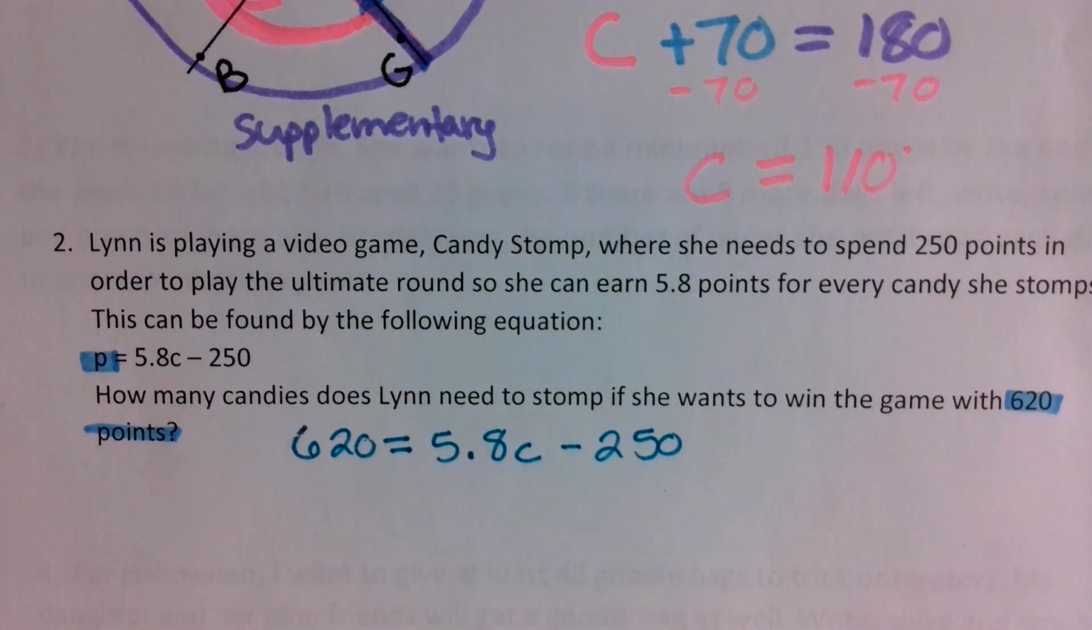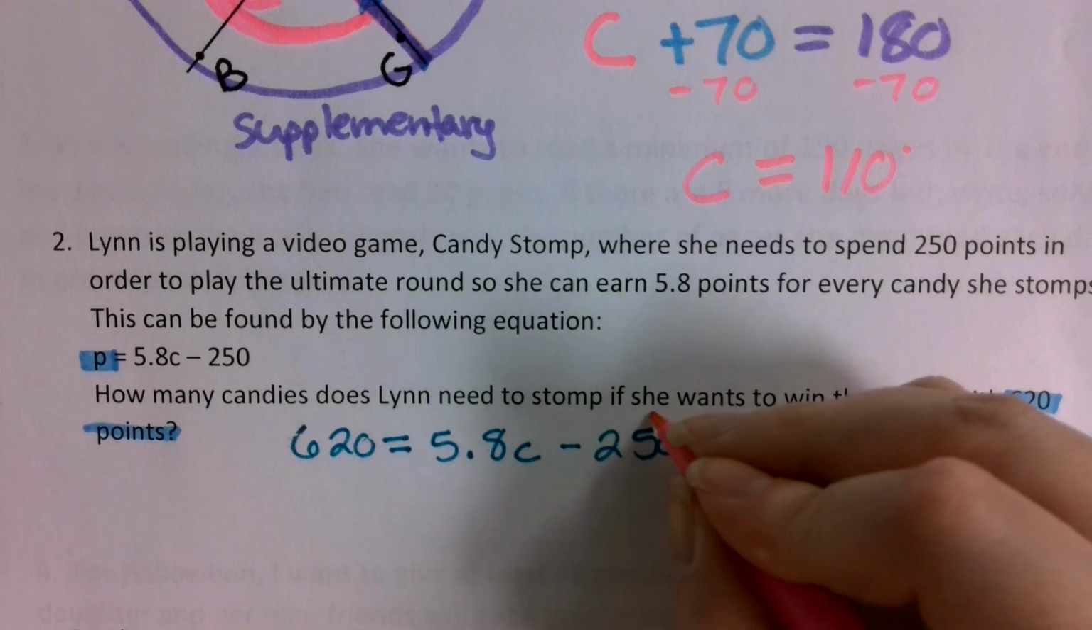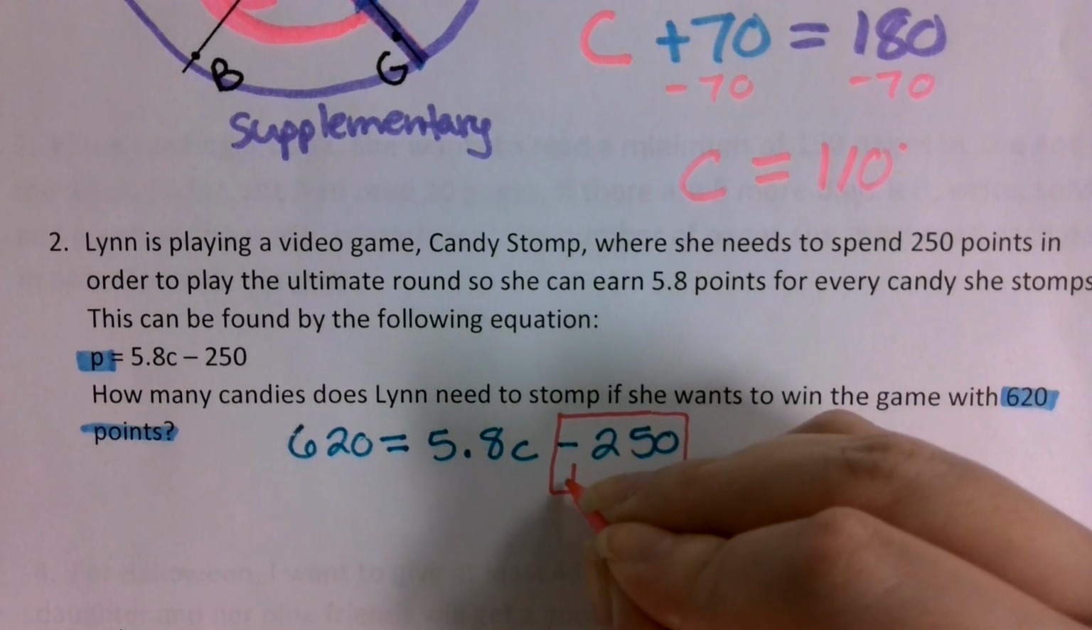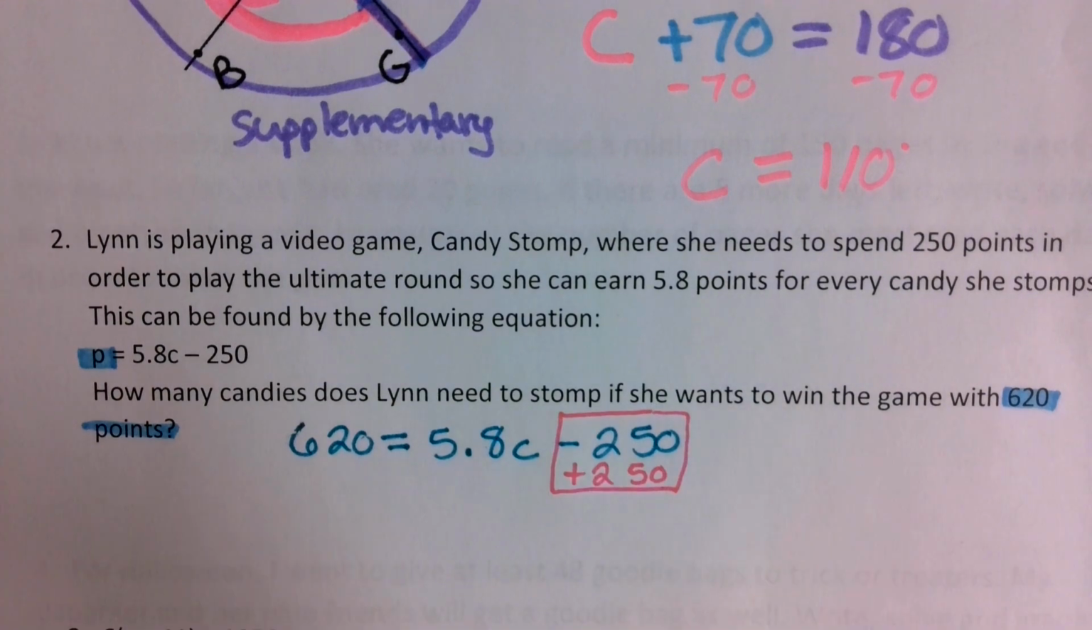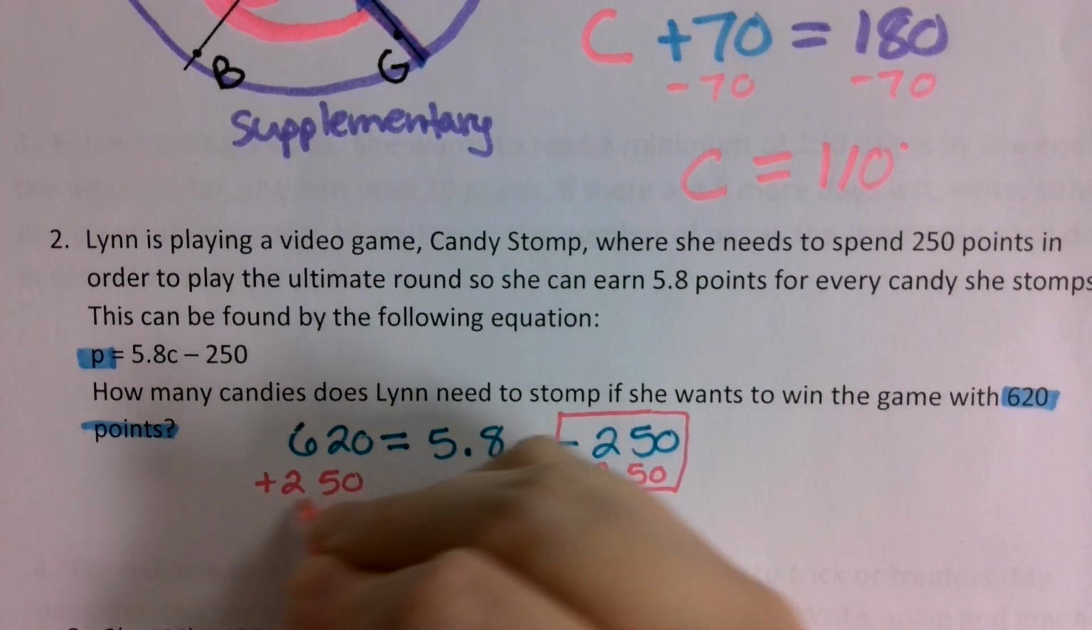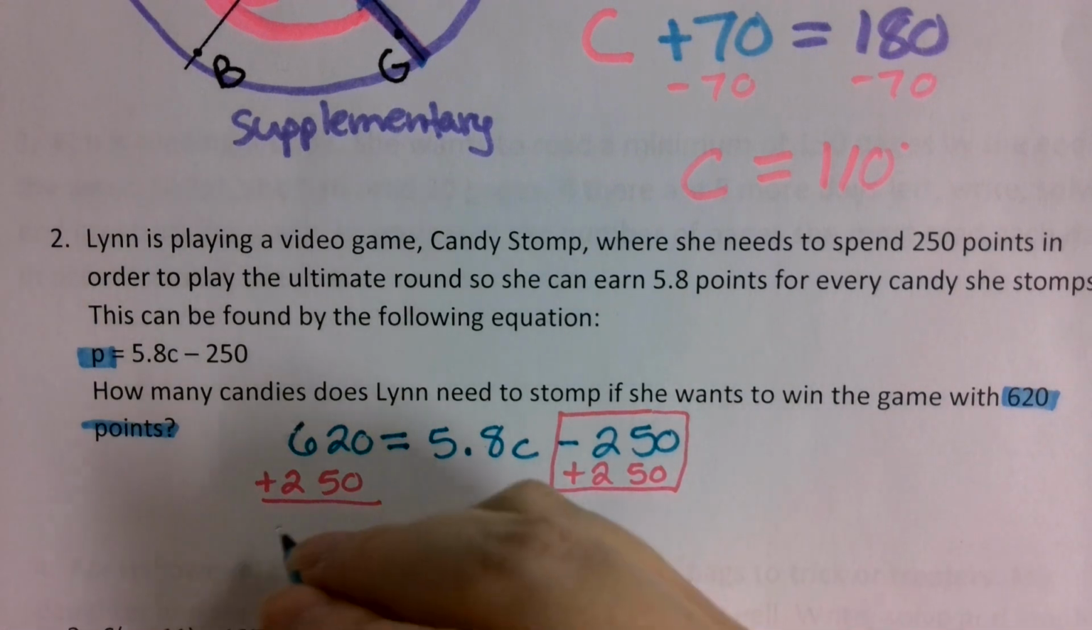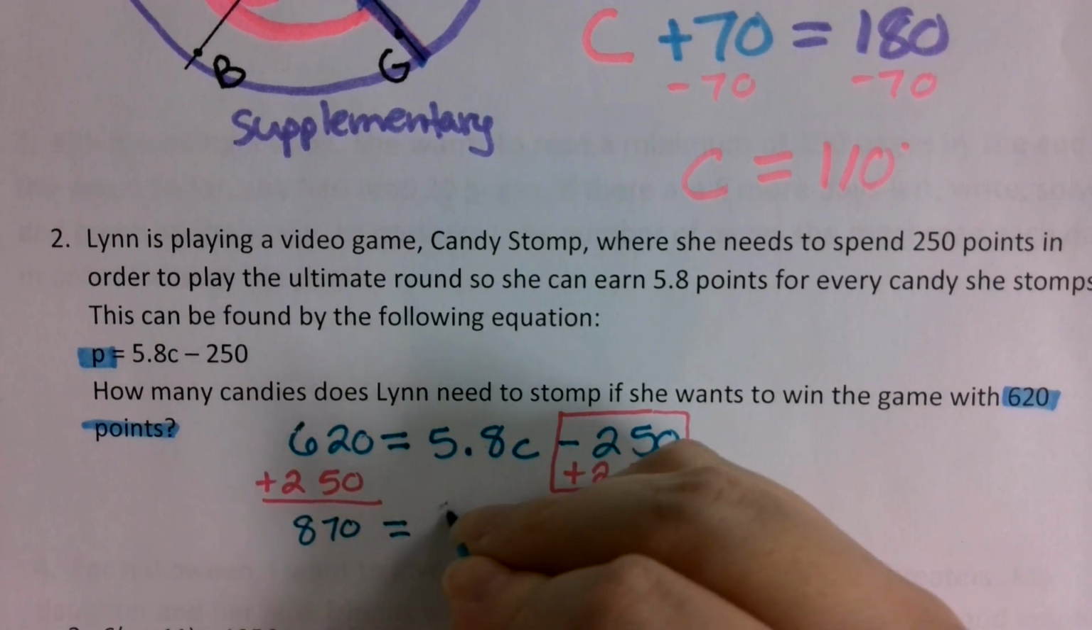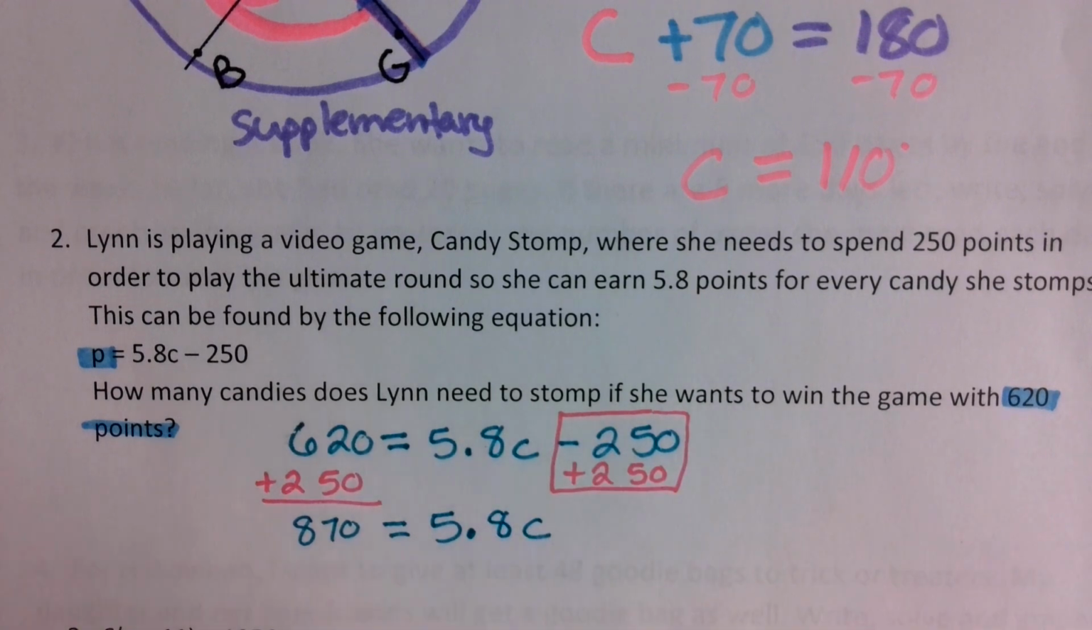What would I do to solve this equation? What's the first step, or first inverse operation, that I need to perform in order to solve? Eli? Addition of what? 250. So we would add 250 to both sides, right? We want to get rid of that constant. So instead of subtracting 250, we would add 250 to both sides. That's going to come out to 870 is now equal to 5.8C. Okay, from here, we now need to go ahead and do what?